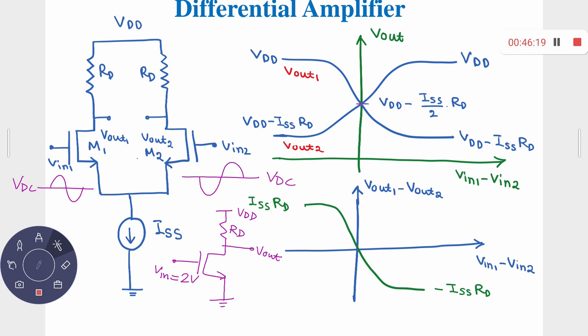Now today we have done some qualitative analysis. Qualitatively we have observed how it looks. And in the next class, we will perform this mathematical calculation. The mathematics is a little bit tedious, but straightforward. We will do that and understand the nature of how it varies from VDD to VDD minus ISSRD. That we will establish in the next class.